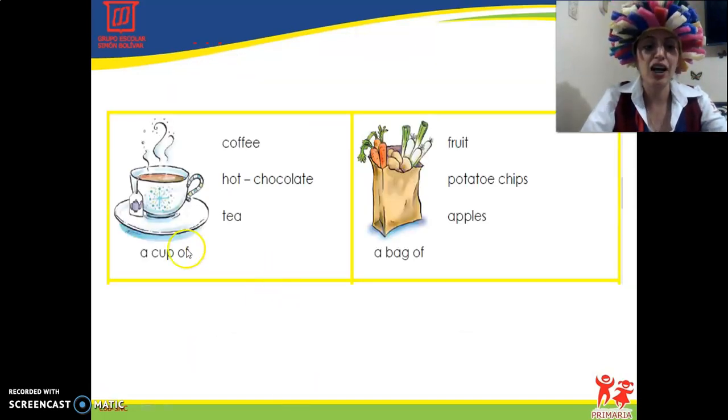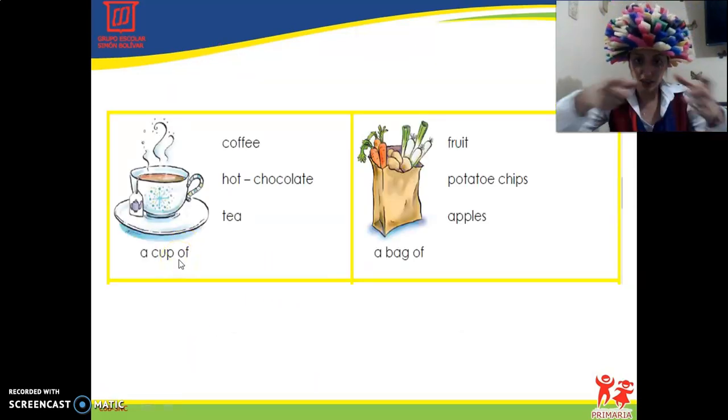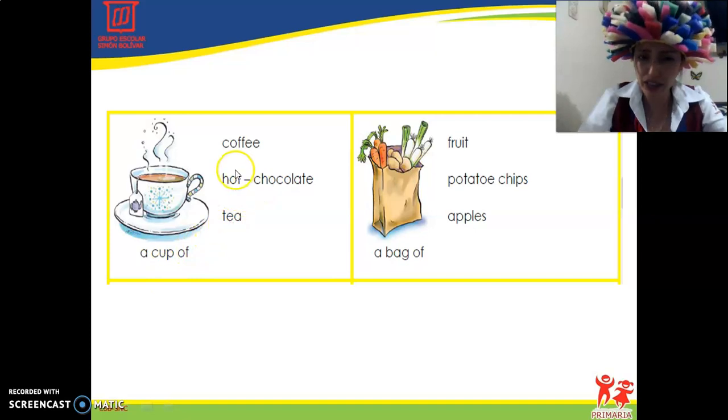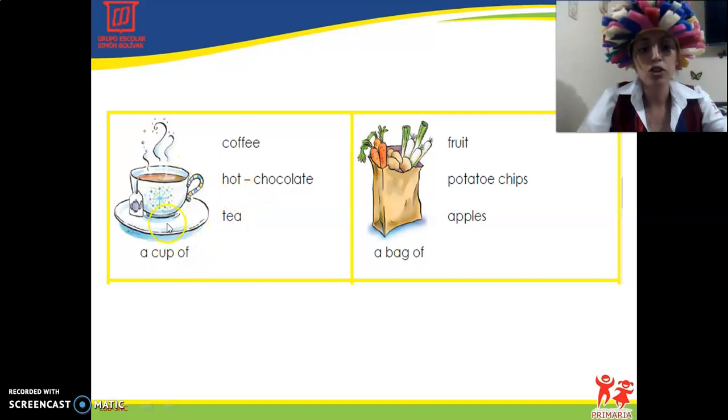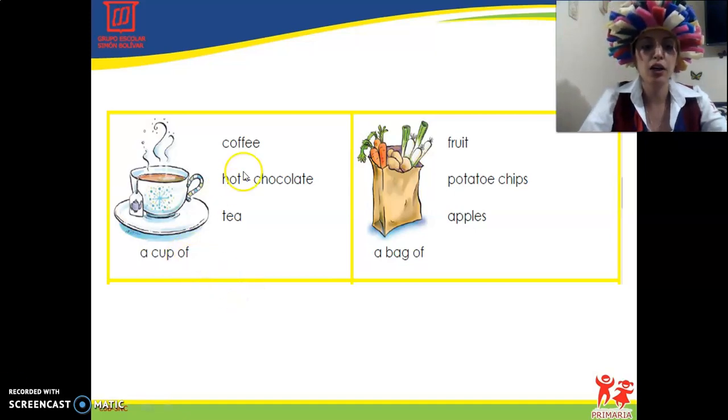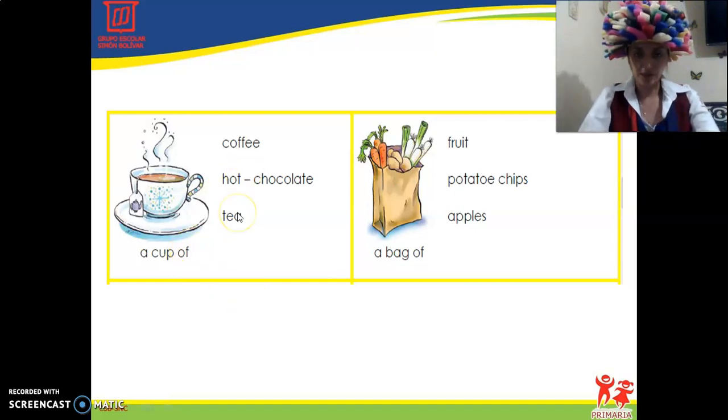So let's start. A cup of. A cup of coffee, a cup of hot chocolate, a cup of tea. Can you count this? No. You only say, can I have a cup of coffee? You cannot say, can I have a cup of 5 coffee? No, it's incorrect. So you say a cup of coffee, a cup of hot chocolate, a cup of tea.